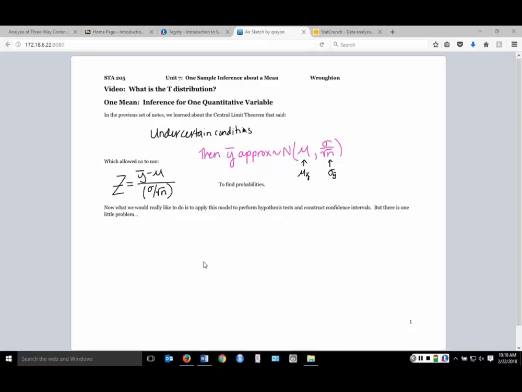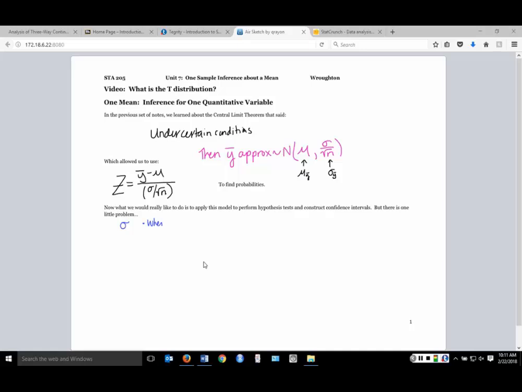Now, there's a little bit of a problem with this formula, and we're going to talk about what this problem is and why it's a problem. The problem is actually the standard deviation. So knowing sigma is actually the problem. So to understand why this is a problem, let's talk about generally our goals when we do inference. So when we do inference, there's been two different things we have talked about. We've talked about doing a hypothesis test, and we've talked about doing a confidence interval. So let's talk about those two different ideas.